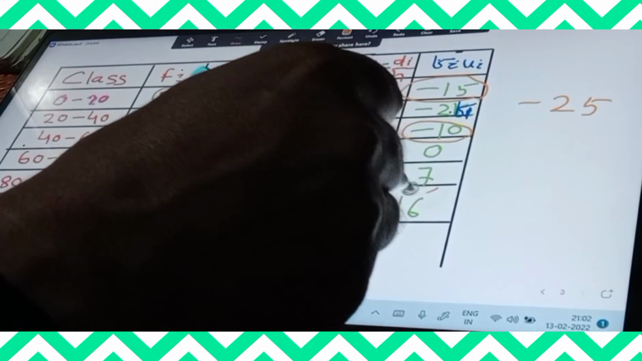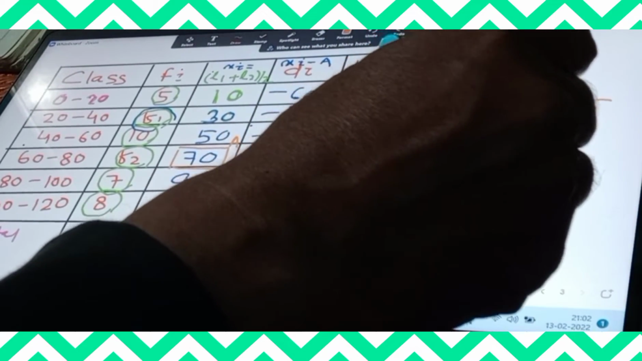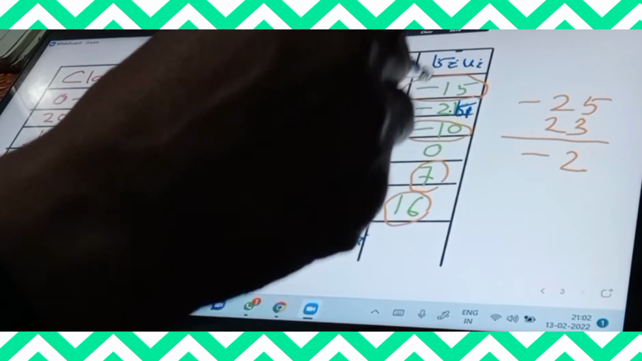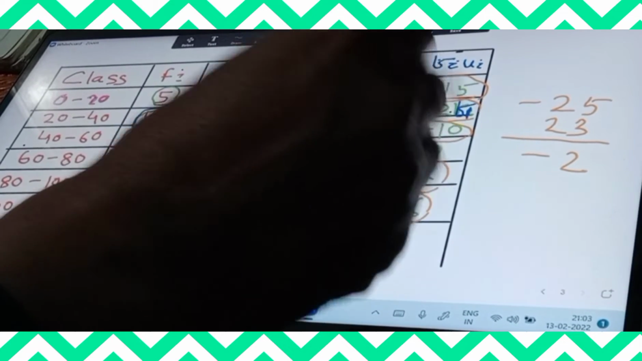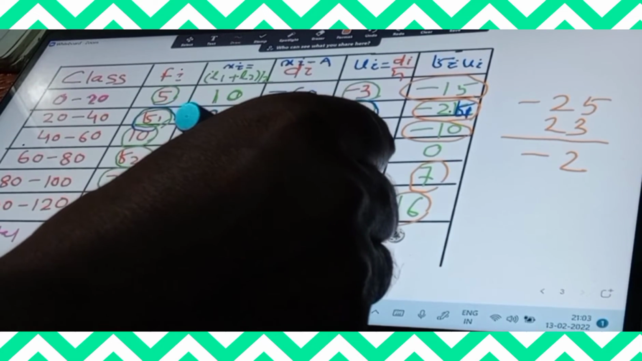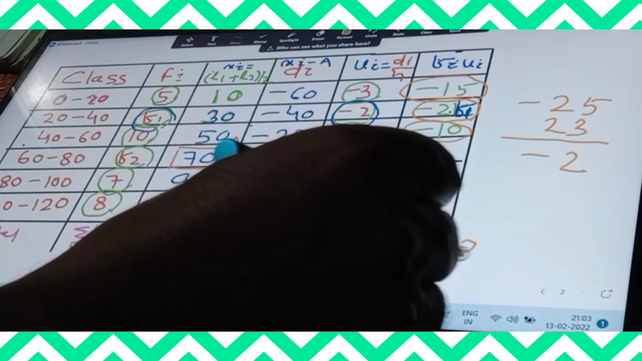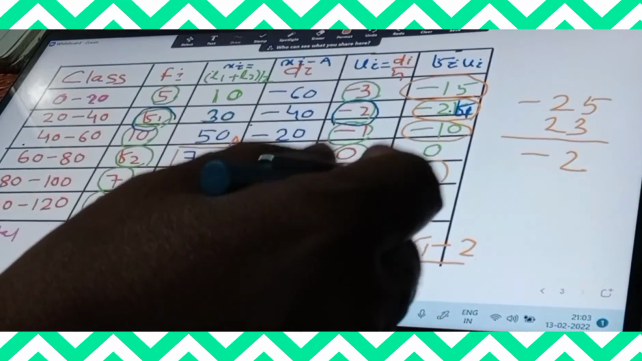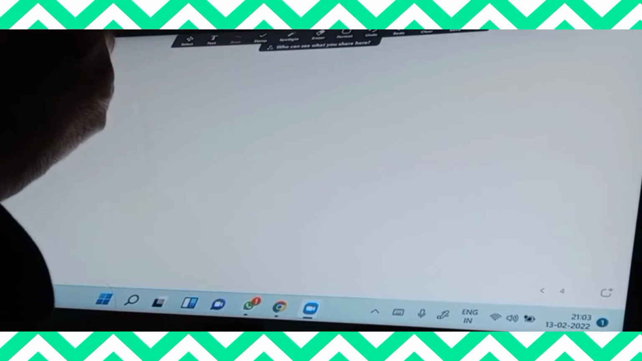And here 7 plus 16 is 23. So if you simplify, it will be minus 2. So you got summation of fi ui is minus 2f1 minus 2. Is it clear?